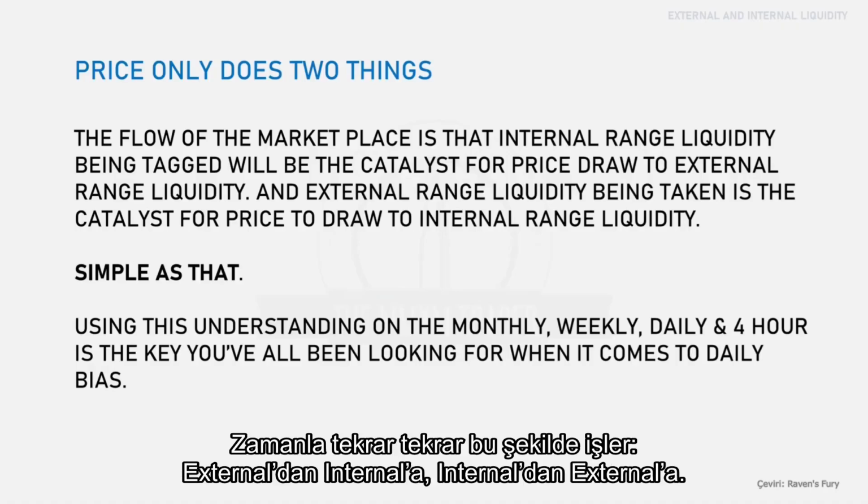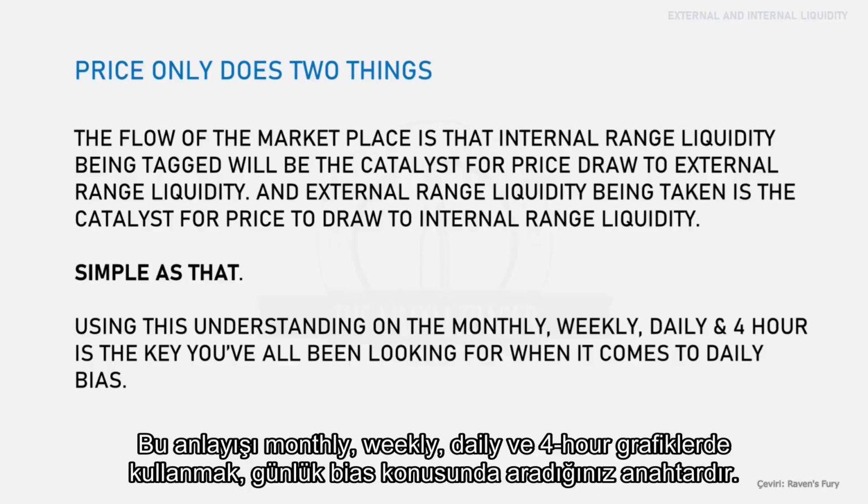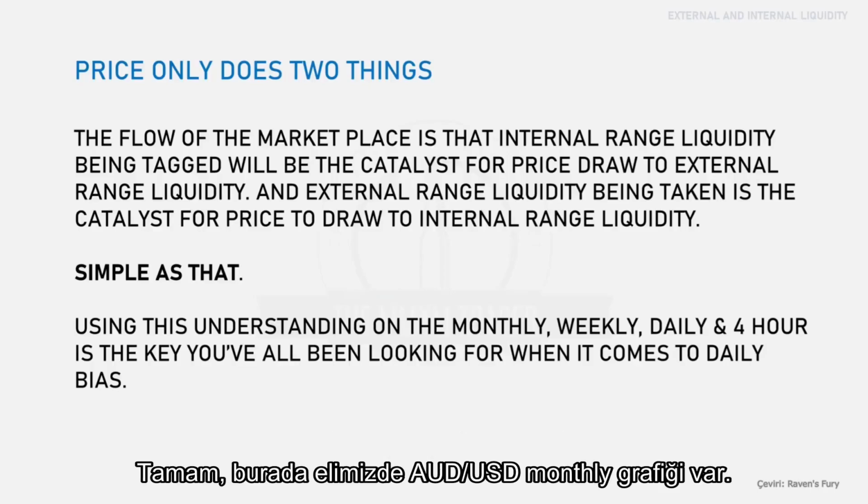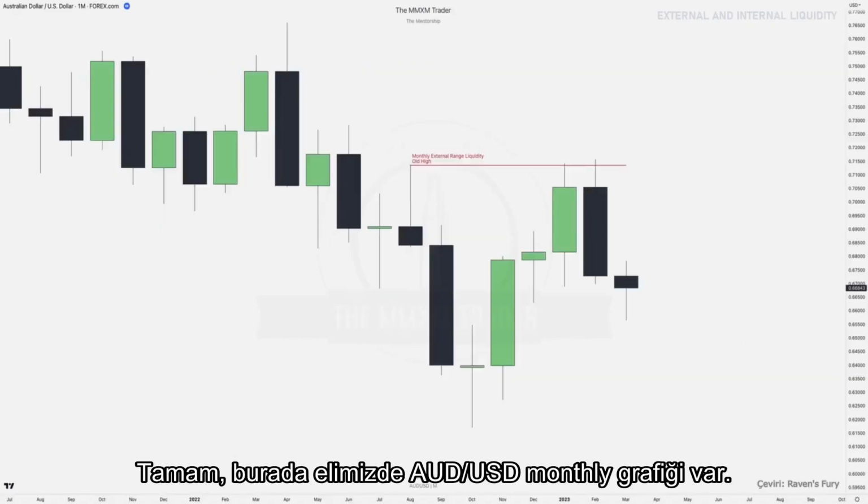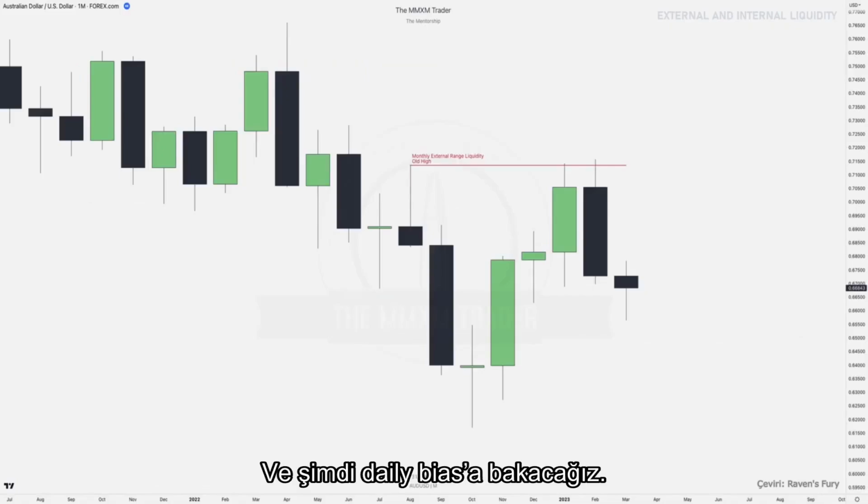External to internal, internal to external. Using this understanding on the monthly, weekly, daily and 4-hour is the key you've all been looking for when it comes to daily bias. All right, we've got an Australian dollar, US dollar monthly chart over here.